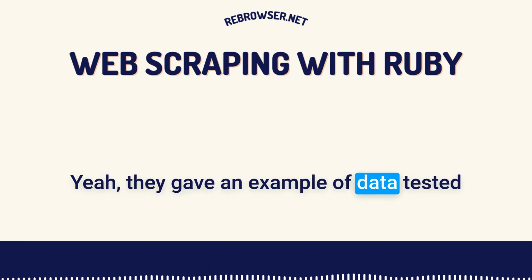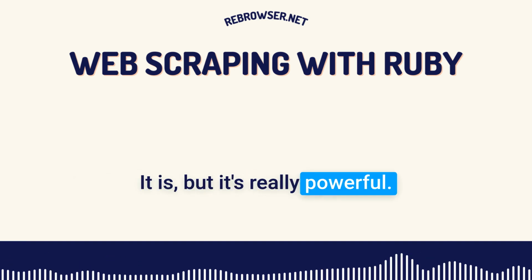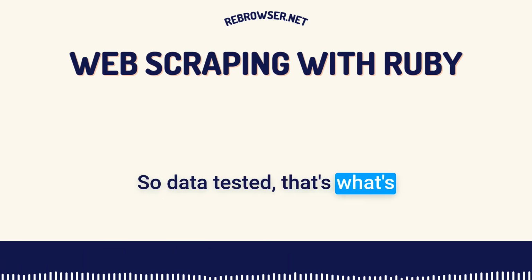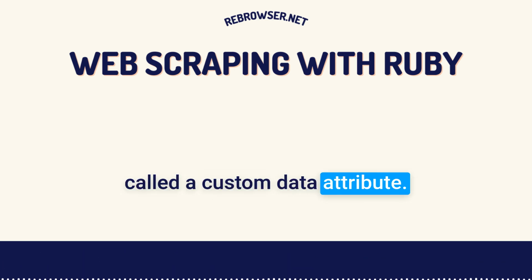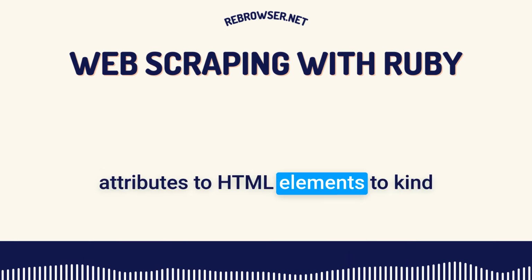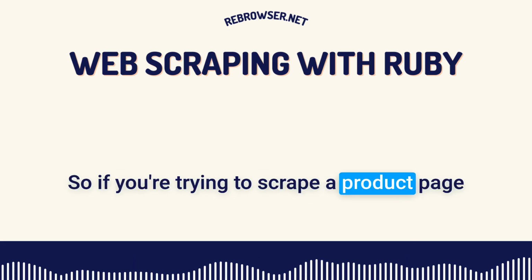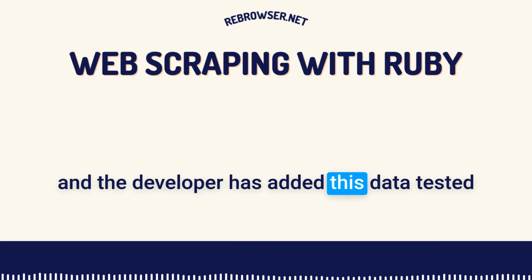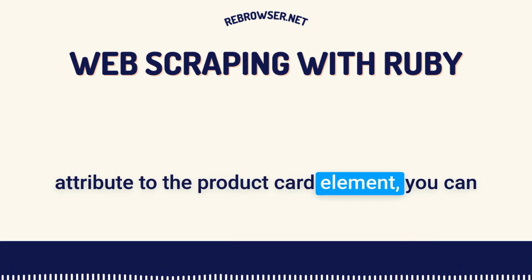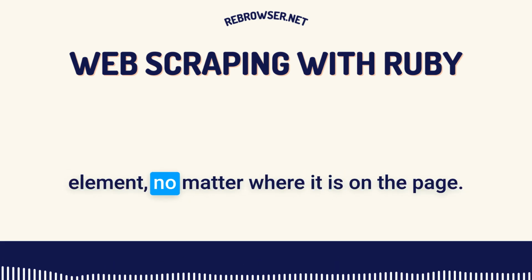Yeah, they gave an example, data-testid product-card, which is kind of a mouthful. It is, but it's really powerful. So data-testid, that's what's called a custom data attribute. So developers can actually add these attributes to HTML elements to give them a unique identifier. So if you're trying to scrape a product page and the developer has added this data-testid attribute to the product card element, you can use that selector to grab just that specific element, no matter where it is on the page.